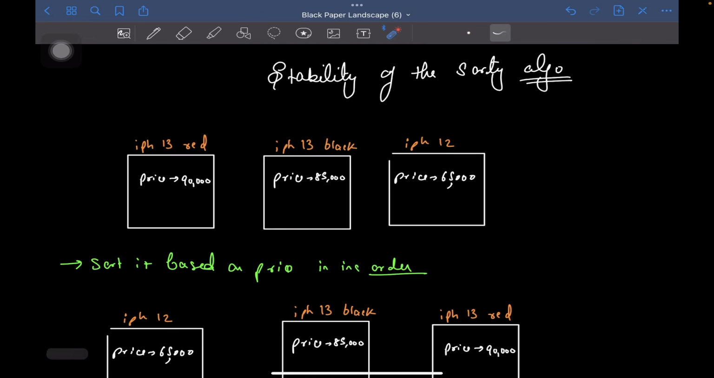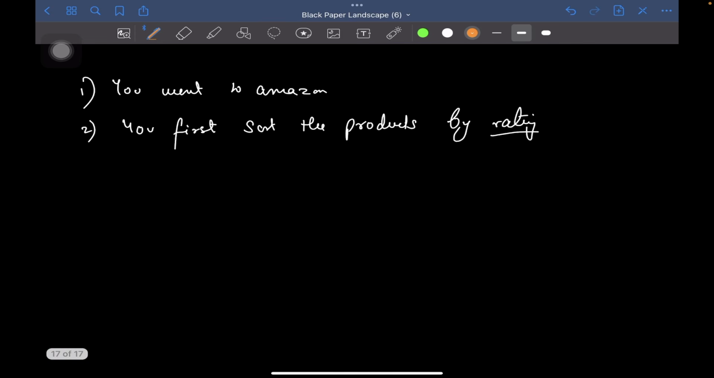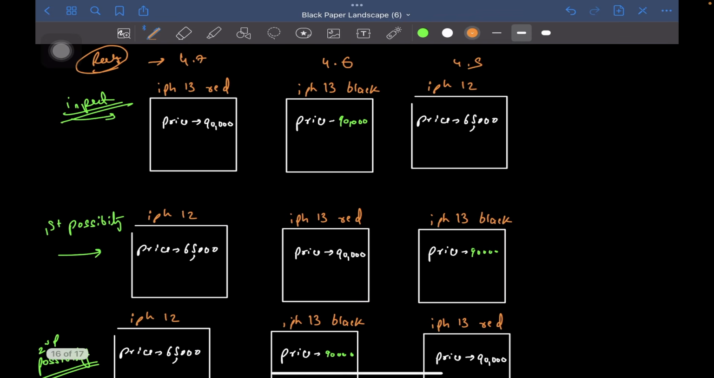When you first sorted the products by rating, iPhone 13 red had the highest rating, iPhone 13 black had the second highest rating, and iPhone 12 had the third highest. For example, let's say this is 4.7, this is 4.6, this is 4.5. These are the ratings. When you sorted them based on ratings, you will see that if I go by the best choice, no matter what the price, technically iPhone 13 product red is the best one because it has the best rating. But then you will see that, okay, I don't have that much budget, right?